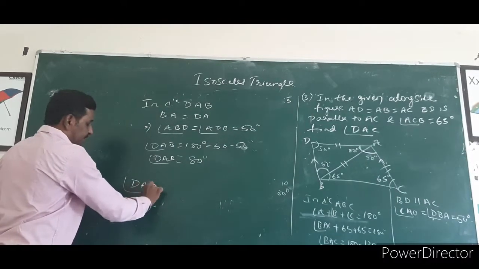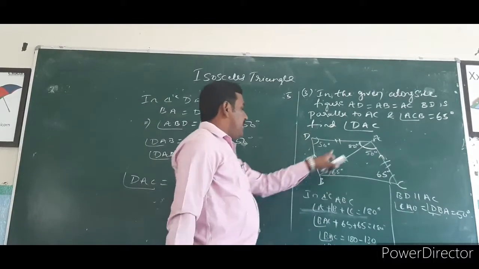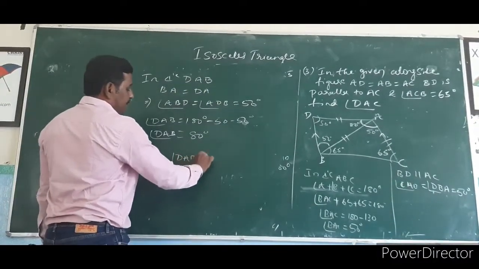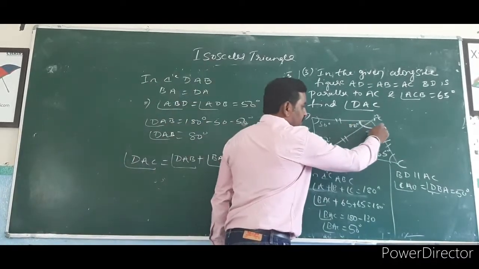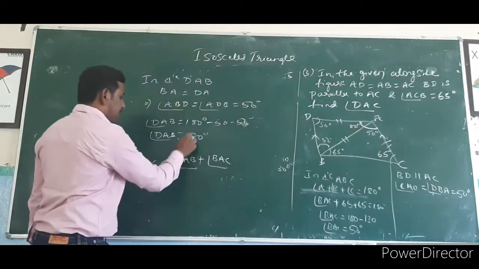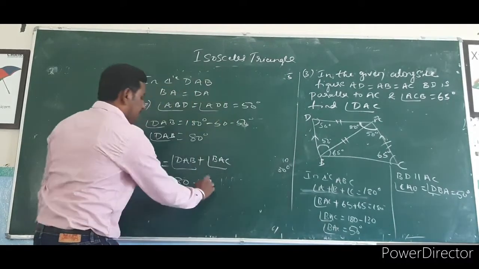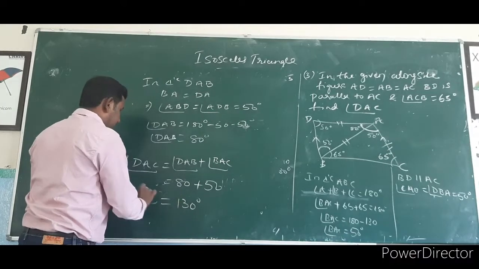Now we want to find DAC. For finding DAC, you should add DAB plus BAC. Look here: if you want the full angle, you should add DAB and BAC. DAB we already found is 80, and BAC we already found is 50. 80 plus 50 is 130 degrees.